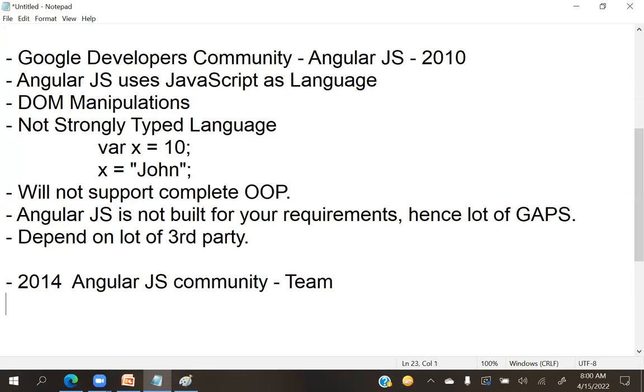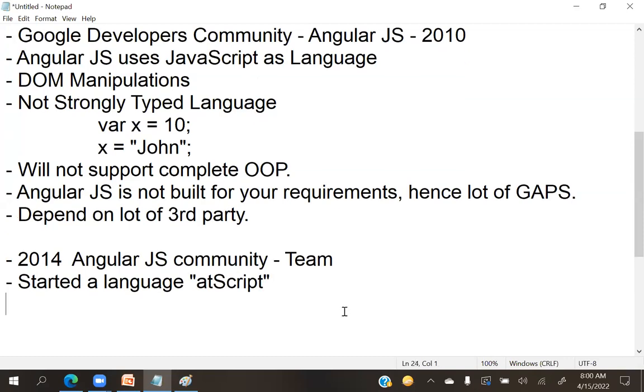Then they started a language called EtScript. Because JavaScript has so many problems, they started using and developing that language, EtScript.